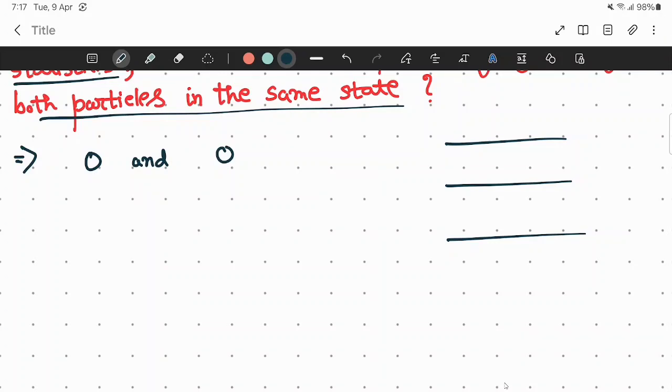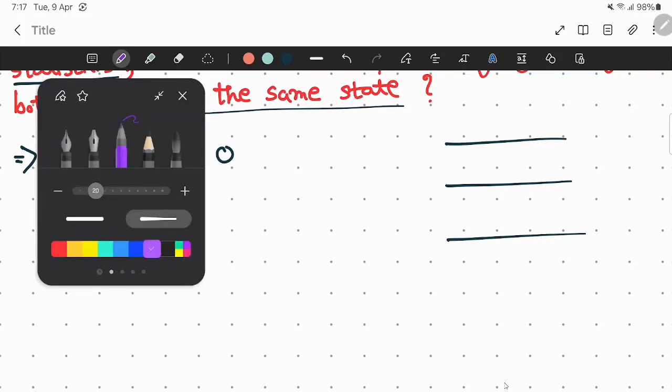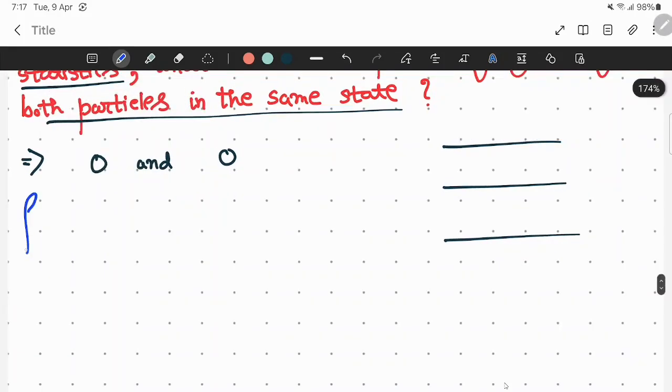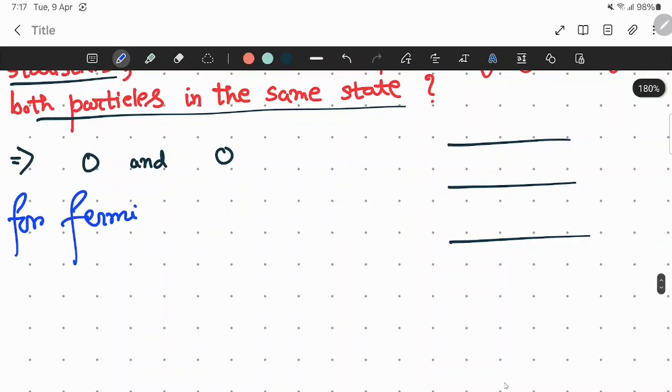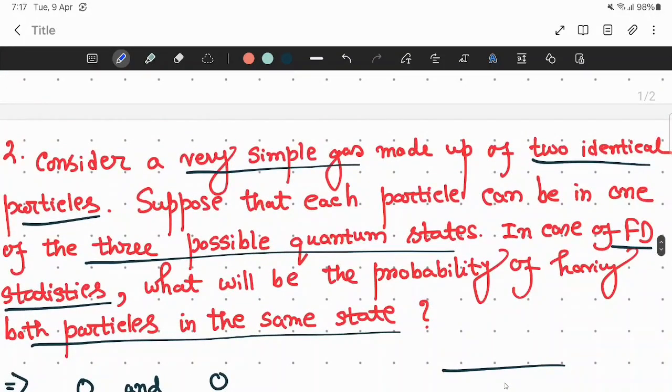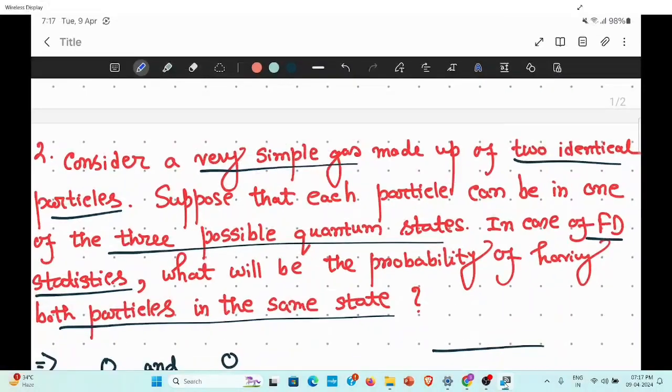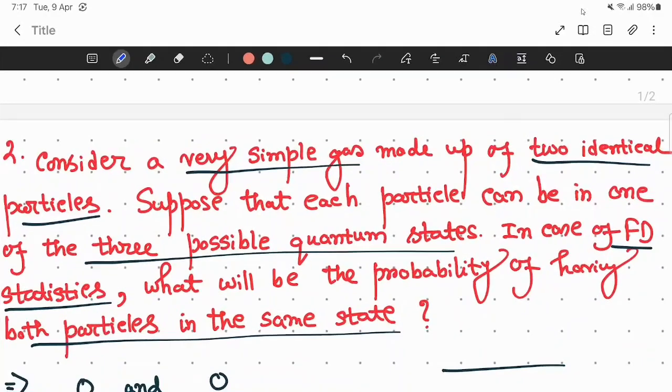This is a very theoretical, basic question, even we can say. We know for fermions... Excuse me, sir. Here it is a simple gas made up of two different particles? No, not different, two identical particles. The same kind of molecules are there.